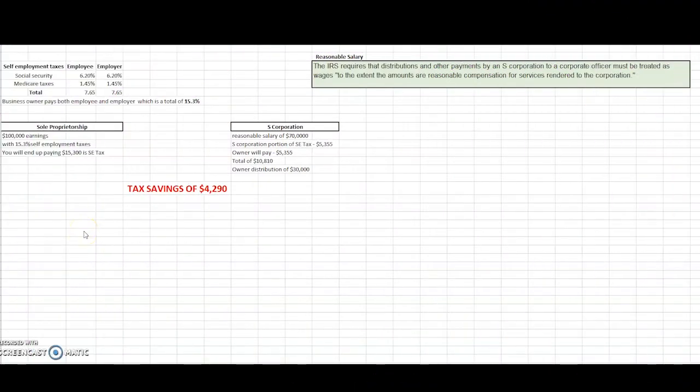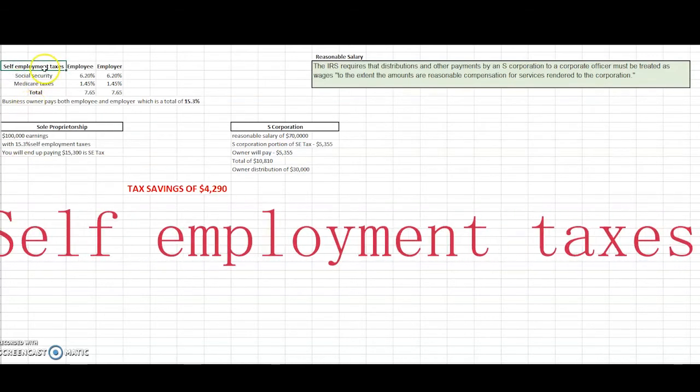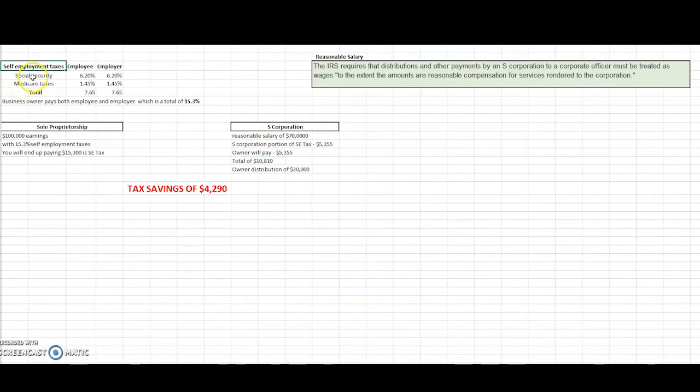Okay, great. So we're going to jump in and see what the differences are if you were to have earnings in a sole proprietorship versus paying yourself through an S corporation, and what the tax implications are. The first thing we need to know is what self-employment taxes are. Self-employment taxes consist of 1, Social Security, and 2, Medicare taxes, and those two add up to 7.65%.